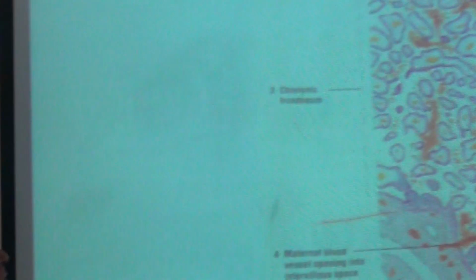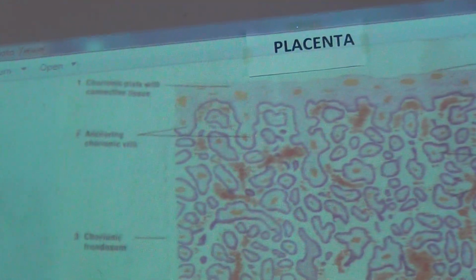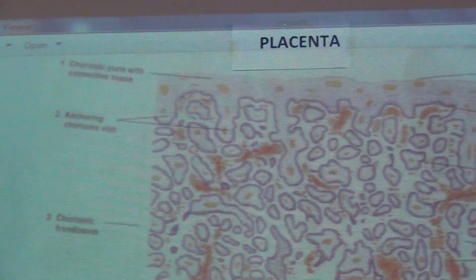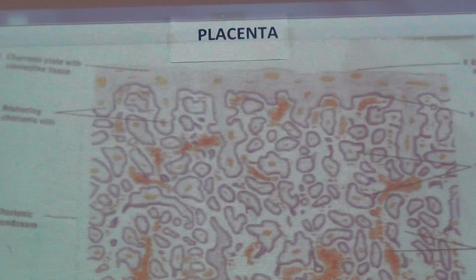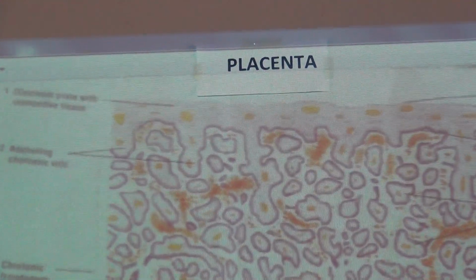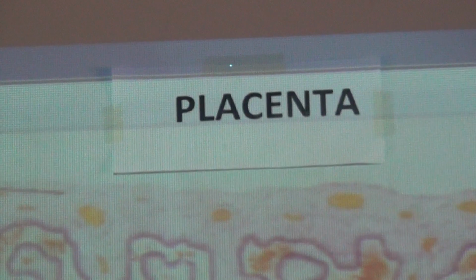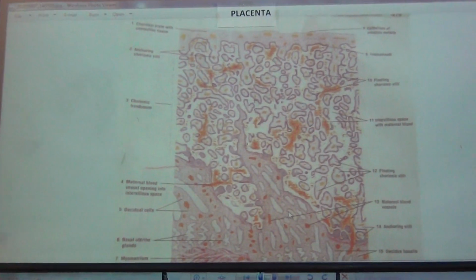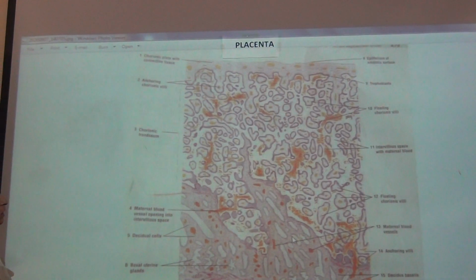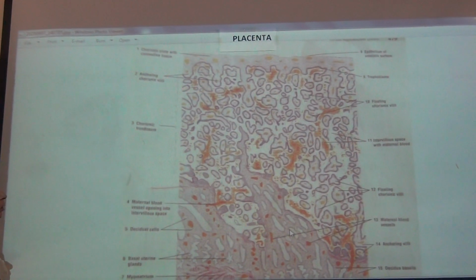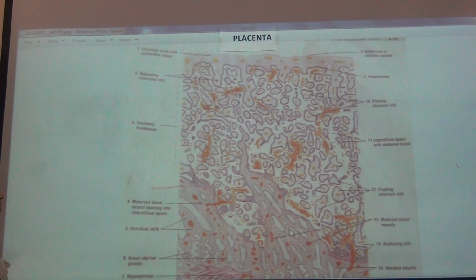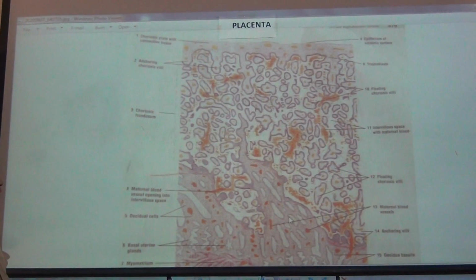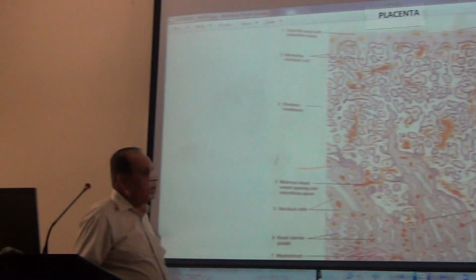Now, in the female reproductive system, today we will study the structure of the placenta. The placenta is an organ that develops during pregnancy in the endometrium of the uterus. It has two components, the fetal component and the maternal component.